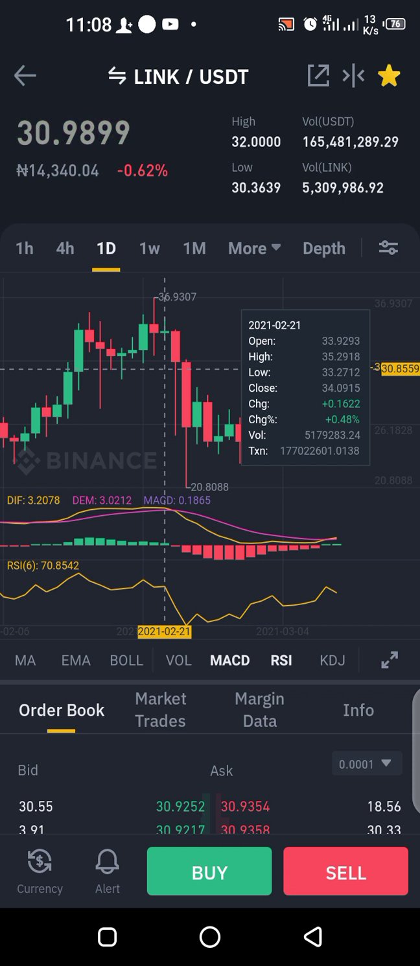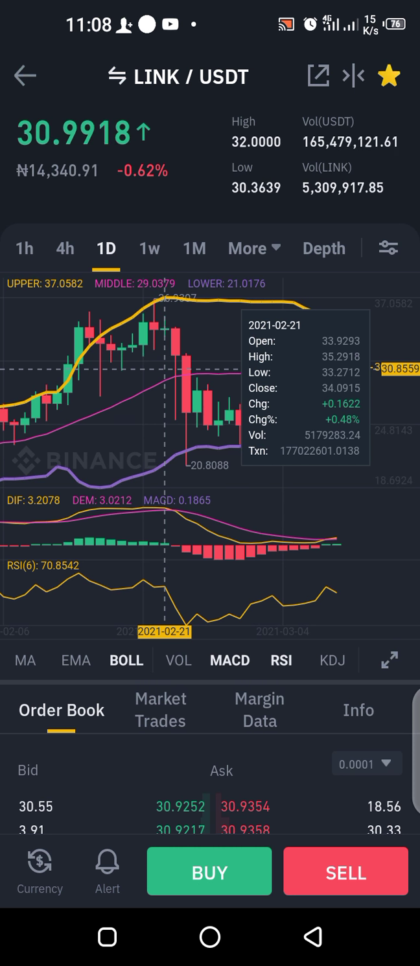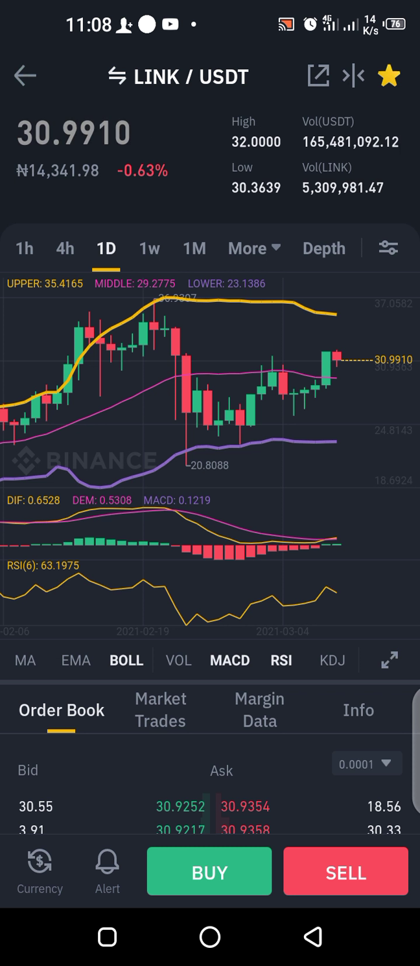The market is saying you can't enter. And even if you use your Bollinger Bands, you can see Bollinger Bands also gives you the idea of where the resistance and support levels will be formed. I hope you are following.